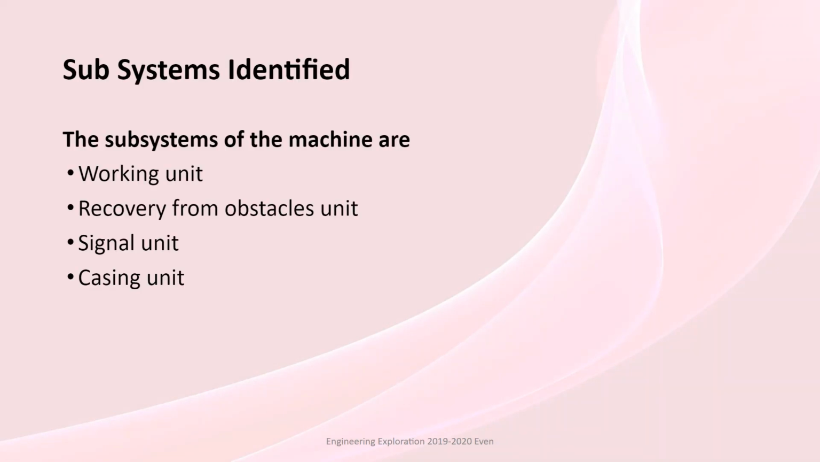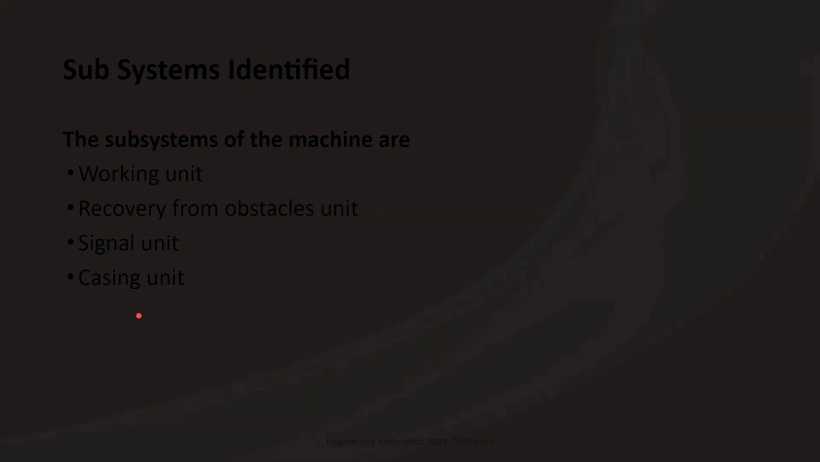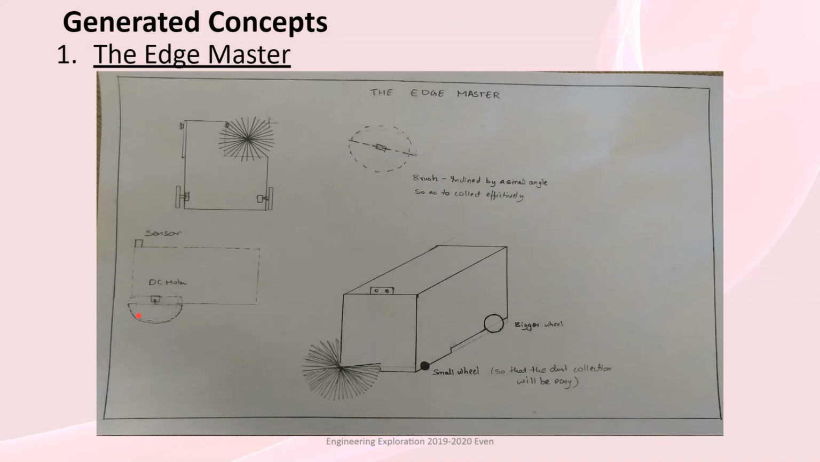After seeing the function tree and the function clustering, we now move on to the subsystems identified. Mainly, we identified 4 subsystems: working unit, recovery from obstacle unit, signal unit and the casing unit. Keeping in mind the subsystems, we then generated 4 concepts, of which the first one is the Edge Master.